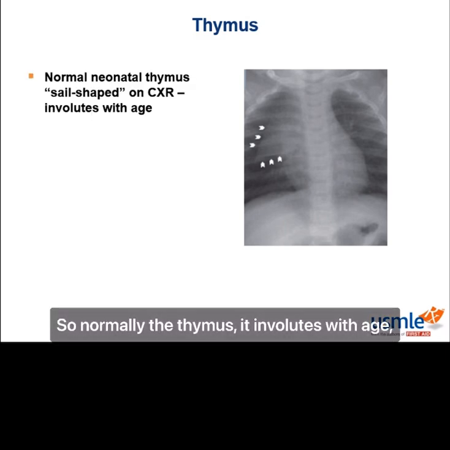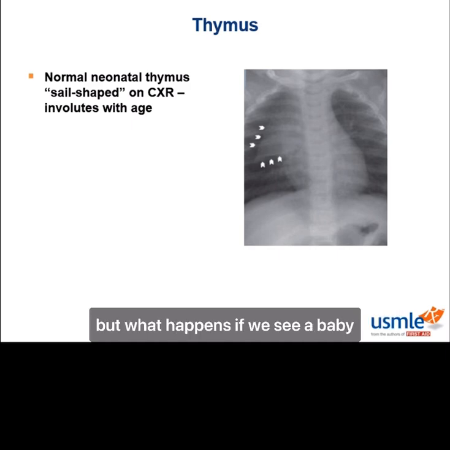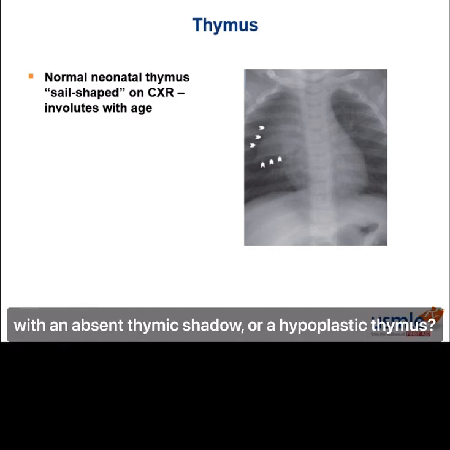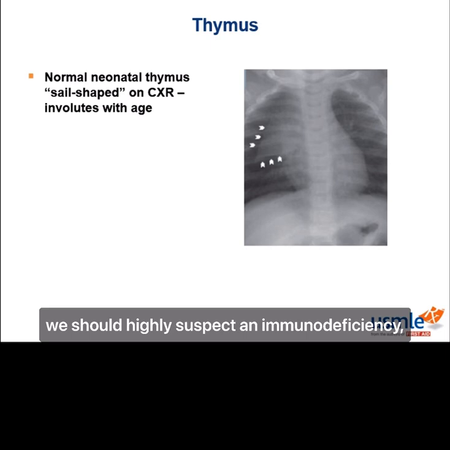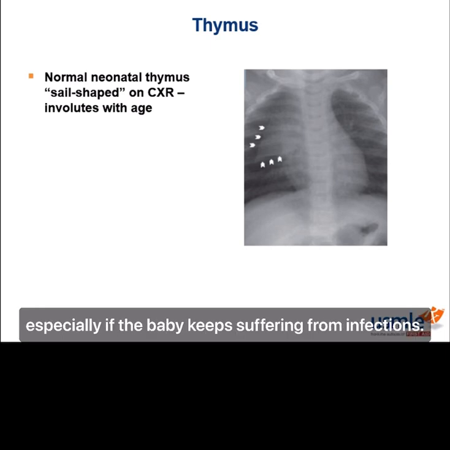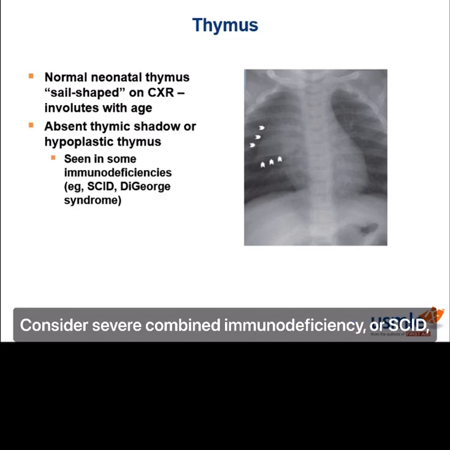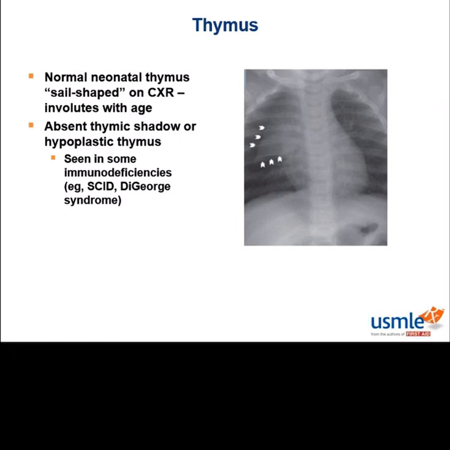So normally the thymus involutes with age. But what happens if we see a baby with an absent thymic shadow or a hypoplastic thymus? Well, if that's the case, we should highly suspect an immunodeficiency, especially if the baby keeps suffering from infections. Consider severe combined immunodeficiency or SCID and DiGeorge syndrome.